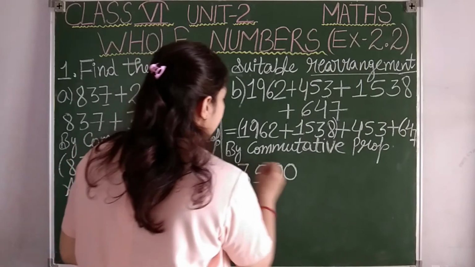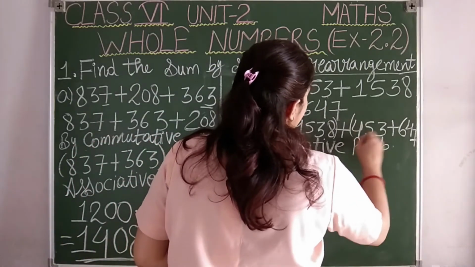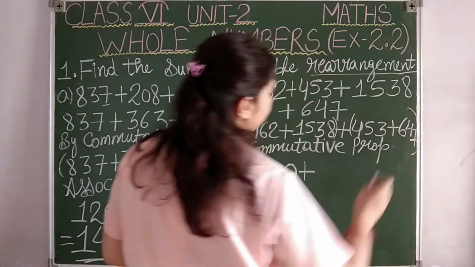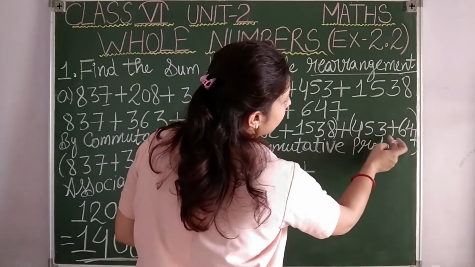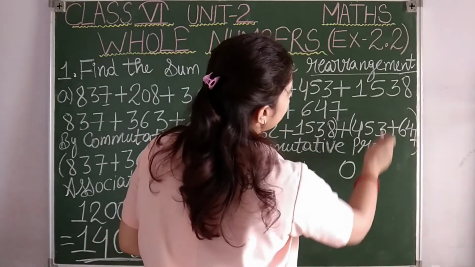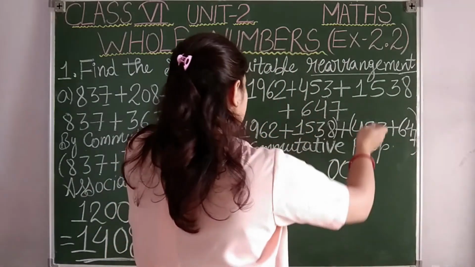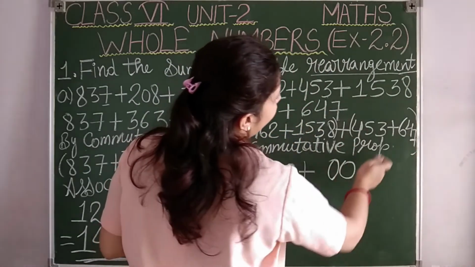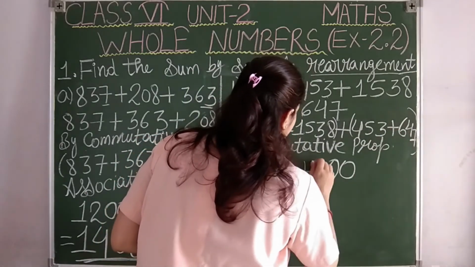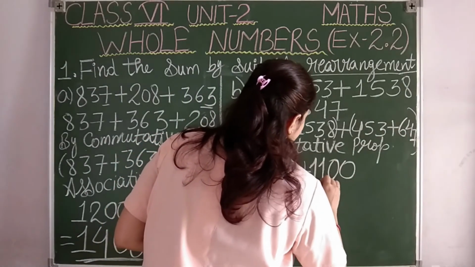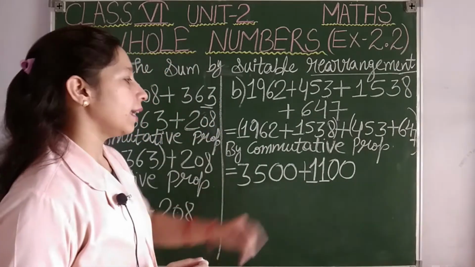Okay students, again by associativity property, let's add these two numbers first. So 7 plus 3 is 10, fine, 1 carry over, 5 plus 1 is 6, 6 plus 4 is 10 again, then 1 carry over, 4 plus 1 is 5, 5 plus 6 is 11. So okay, now I got 1100.